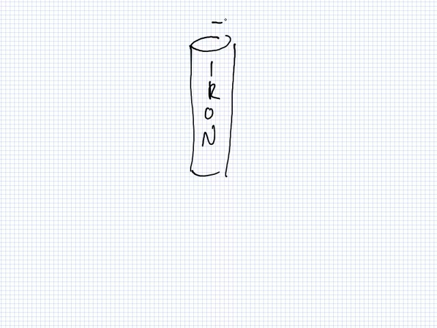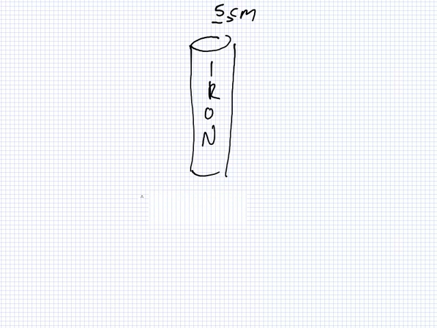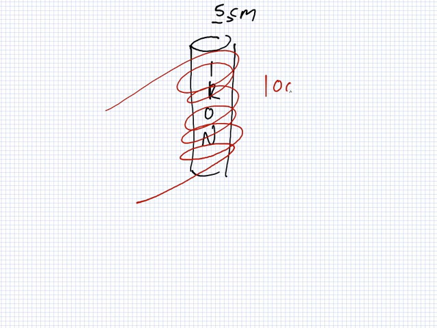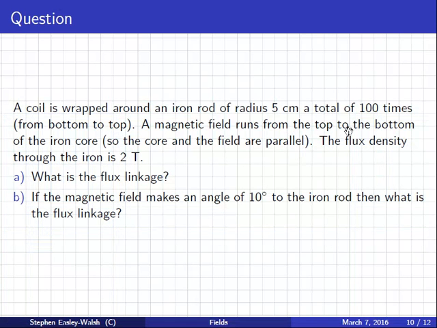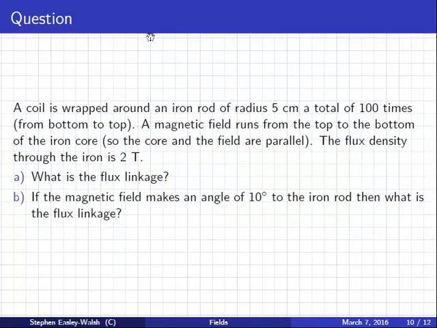And its radius is 5 centimeters, and you wrap around it 100 times. A magnetic field runs from the top to the bottom of the iron core, so that the core and the field are parallel. The flux density through the iron is 2 Tesla. That is the B.